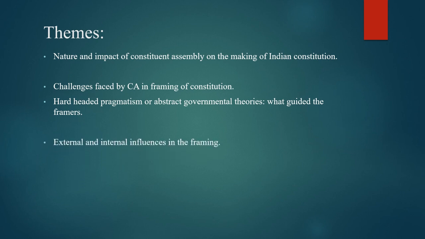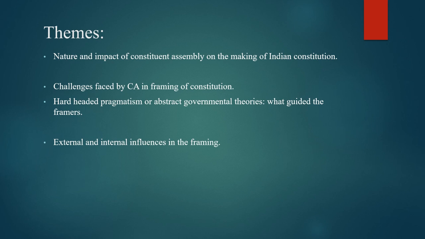The next one is external and internal influences in the framing. Basically, here we will classify the external influences, which were the constitutions of various countries like the US, France, Russia, UK, Japan, Australia, Canada, Ireland, etc.